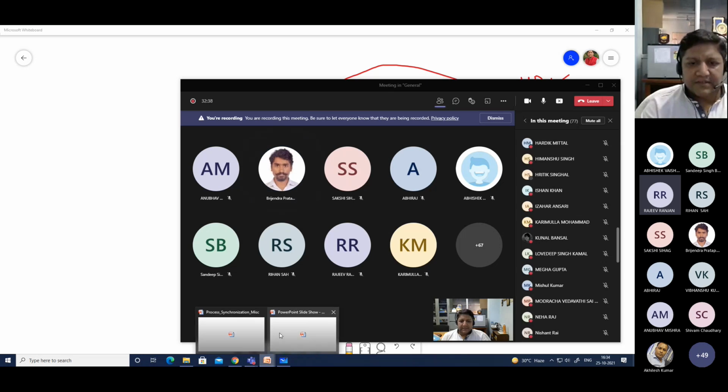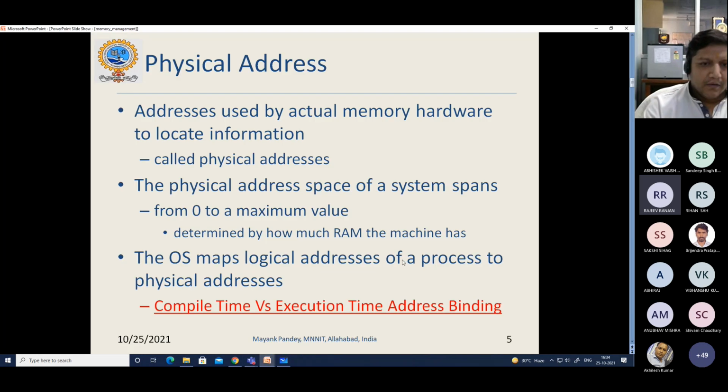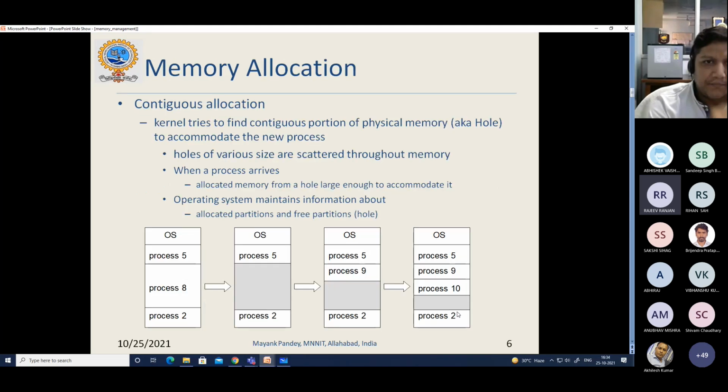Okay. If this is clear, then we can move ahead. So that's what I was telling you about compile time versus execution time address binding. Now, the other interesting thing is memory allocation. How to allocate memory? Because some processes would be big, some processes would be small. How to allocate the memory?